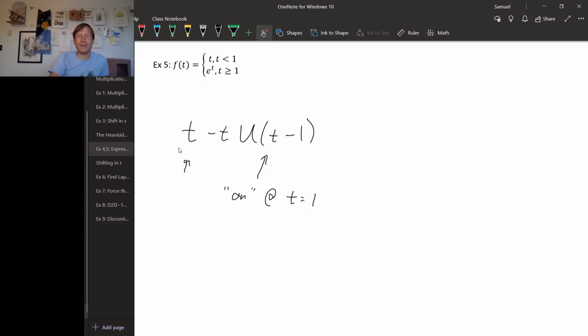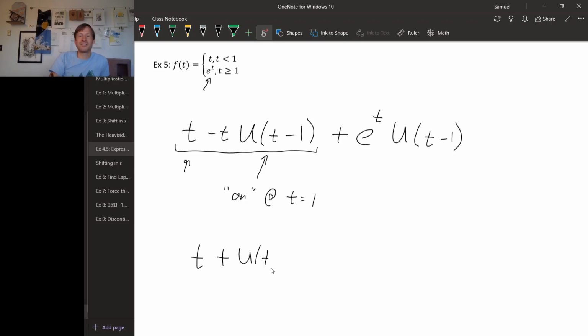So far we have a function that starts out acting like t, but then at t equals 1, it becomes 0. So now we just need to add on what we need to have happen at t equals 1. So we need to add e to the t, but we need this e to the t to become active at t equals 1, so multiply it by a step function shifted to the right one. Of course, you probably want to factor out the u of t minus 1, so this is t plus u of t minus 1 times the function we're turning on minus the function we're turning off.